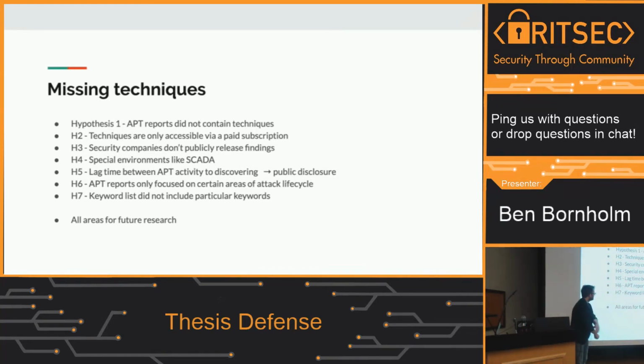And as we found out really early on, a lot of APT reports only focus on certain areas of the attack lifecycle, or only on the actual malware that was discovered. So there are going to be some absences. If you don't cover the entire attack lifecycle, there are going to be absences in what is recorded in reports and what we actually got for techniques. And as I alluded to earlier, my keyword list may not have included a particular keyword, and if it didn't, I may not have found that technique. That's just one of those things that happens. But the good thing is that it's all areas for future research.